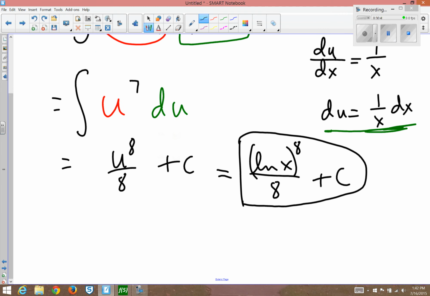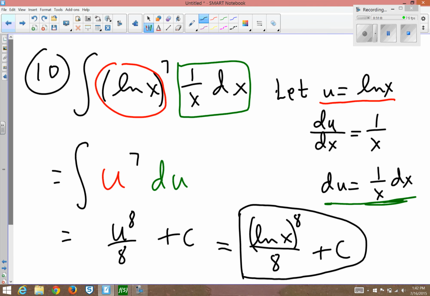When you are going to check it, you should write the answer in this form: 1, understood here, 1/8 times the natural log of x raised to the 8th. So when you check it, use the four bells to see that it checks. So here's the trick, is letting u equal the correct thing.